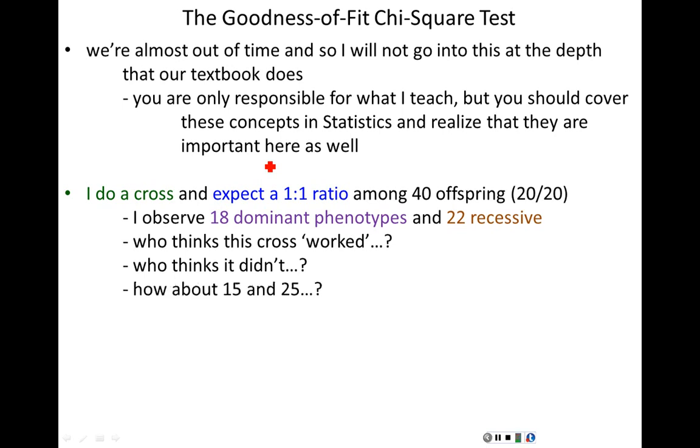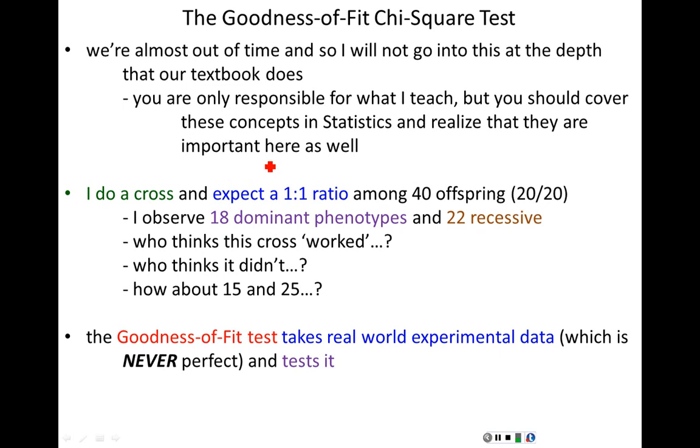It's debatable. Well, now let's say I do my 40 crosses, my 40 offspring, and I count them up, and 15 of them are dominant and 25 of them are recessive. Still think it worked? Still think my outcome matched my predictions? Starting to think maybe they didn't? Don't know. Starts to get a little bit gray.